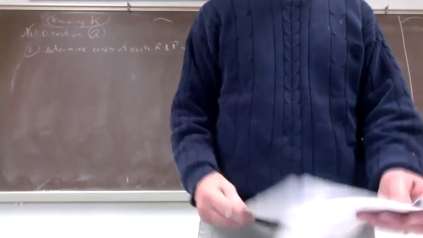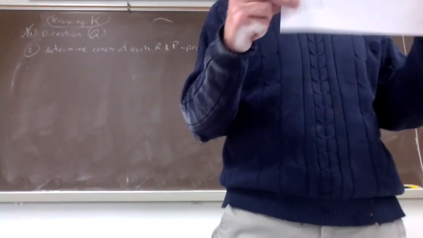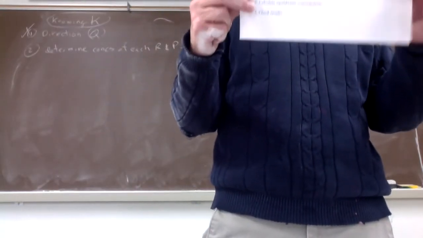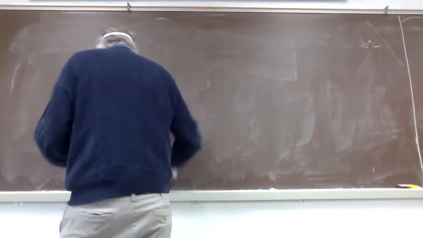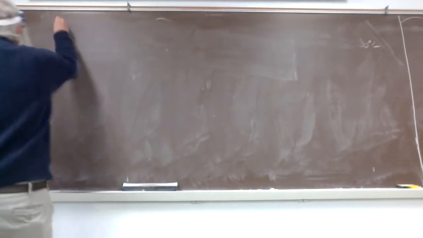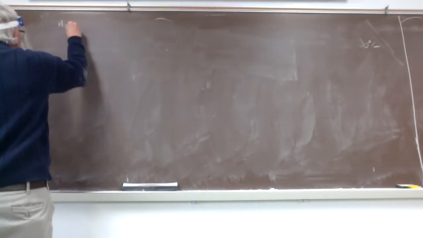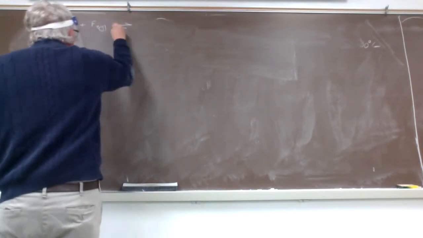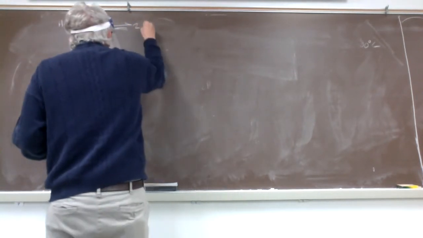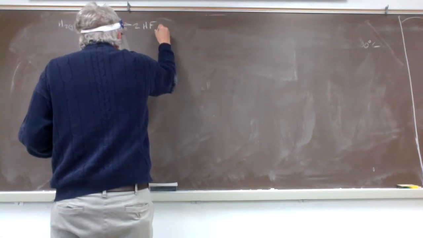So we're going to do an example. We're going to calculate the equilibrium concentrations of reactant and product for a chemical reaction. And here is the reaction. Let's say we have hydrogen gas reacting with fluorine gas to produce hydrogen fluoride gas.